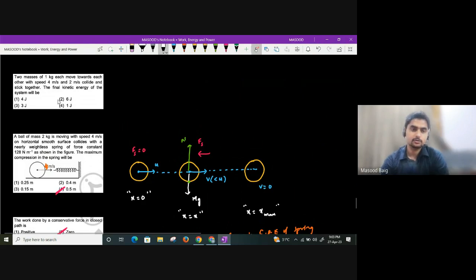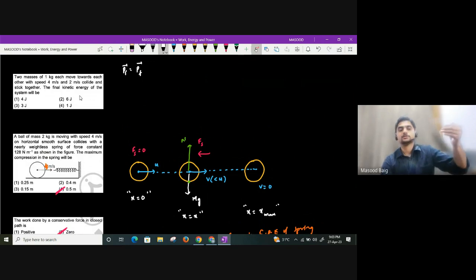One more question of collisions again. Two masses 1 kg each move towards each other with speed 4 meter per second and 2 meter per second, collide and stick together. So whenever they are sticking together, which type of collision is it going to be, guys? Perfectly inelastic collision. So in any type of collision, what we can conserve? Momentum of the system will remain conserved.